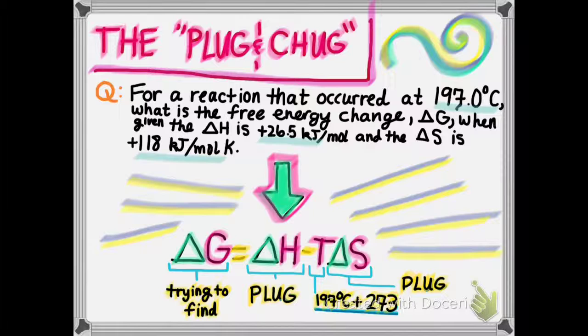Alright, so again, the plug and chug method would typically see this kind of situation where it would give you a question such as, for a reaction that occurred at 197 degrees Celsius, what is the free energy change, or delta G, when given that the enthalpy value is 26.5 kilojoules per mole, and the entropy value is 118 kilojoules per mole times Kelvin. The equation below is on the previous slide, and it will also help you by plugging in the values that you were given in this equation to try to find your delta G.